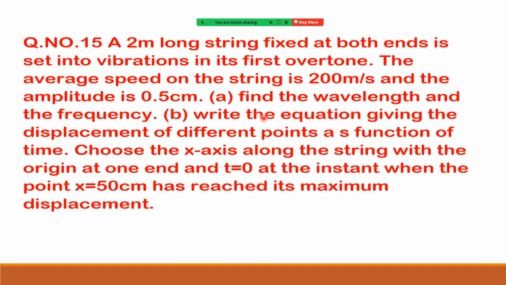See the next part. Write the equation giving the displacement of different points as a function of time. Choose the x-axis along the string with the origin at one end and t equal to 0 at the instant when point x equal to 50 centimeter has reached its maximum displacement. Students, you have to focus here: x equal to 50 corresponds to the antinode. The antinode is at its maximum displacement. Okay, right. See how we solve this problem.